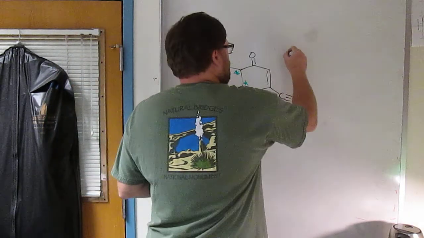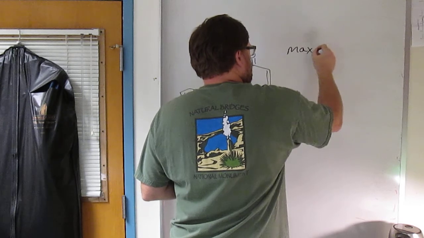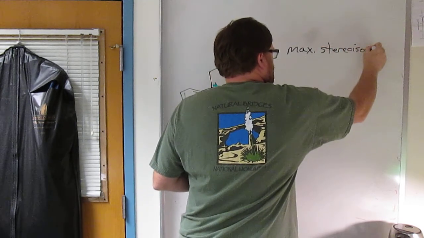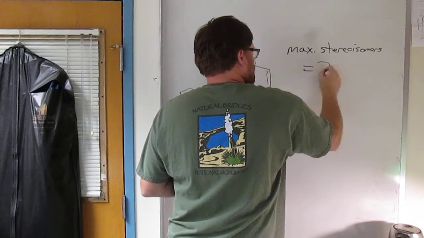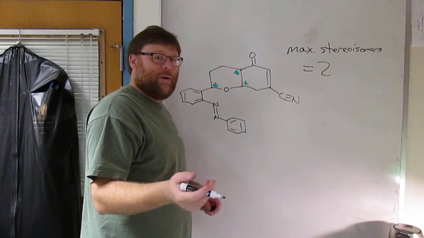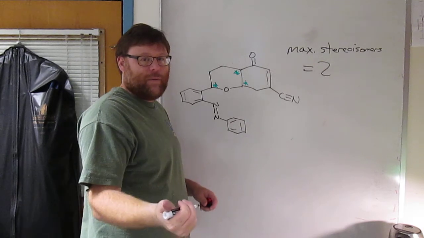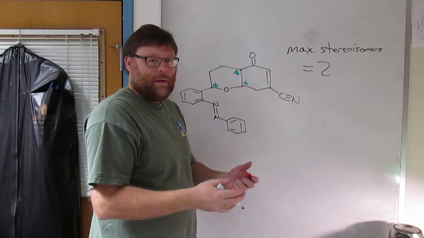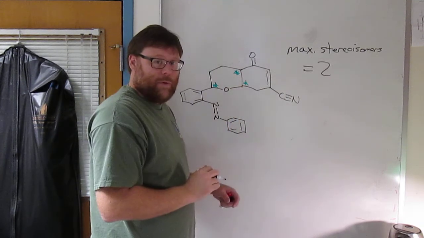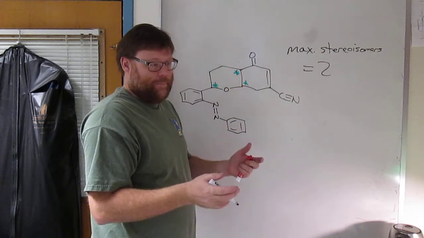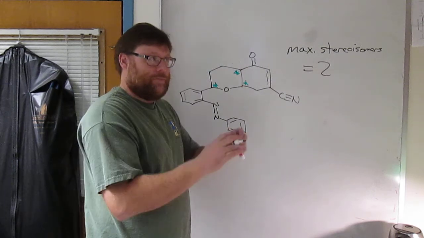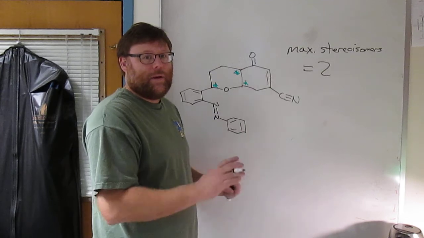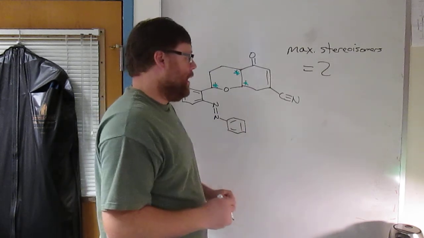Well, as you know from class and other videos, the maximum number of stereoisomers, first, what is a stereoisomer? A stereoisomer is going to be a diastereomer or an enantiomer. Molecules that are connected exactly the same, so that in 2 dimensions you could lay them over, but are not superimposable.